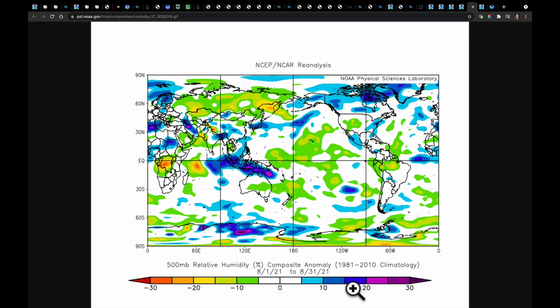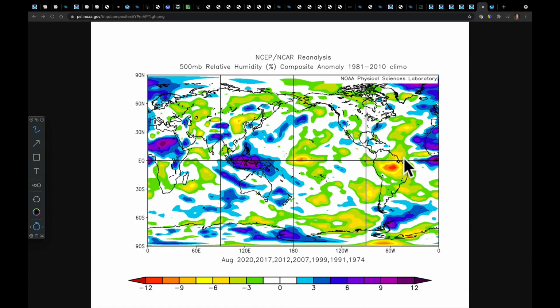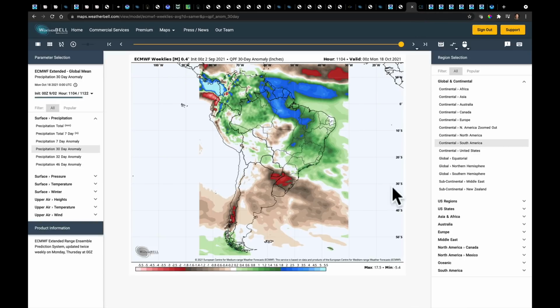Actually, you know what? I just noticed something. My color bars are different. This one goes out to 30% humidity. This one only goes to 12. So these might be similar in magnitude overall. I guess if I just had to stitch all this together and give you what I think might happen here, seeing the European model predict that that time period, September 18 to October 18, could favor drier conditions in here is very consistent with the current behavior of the atmosphere. Let's just leave it at that.